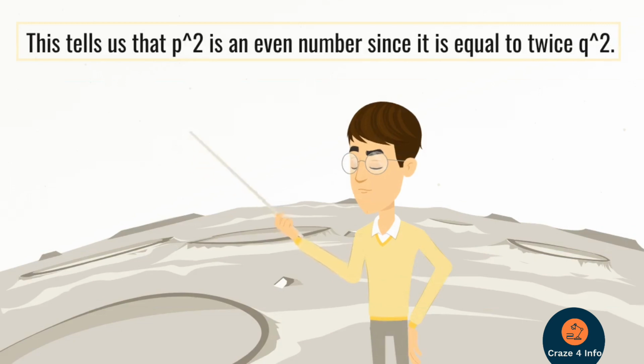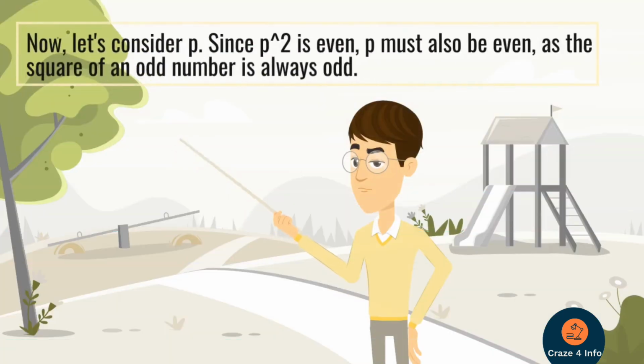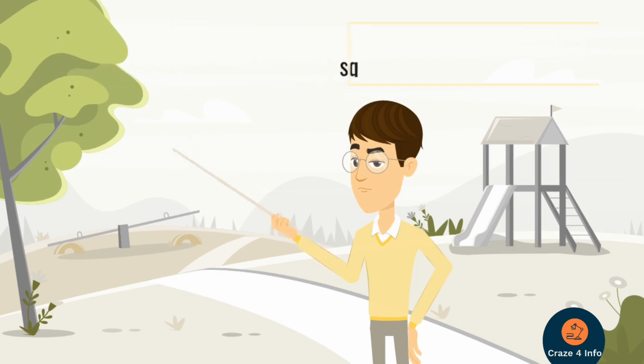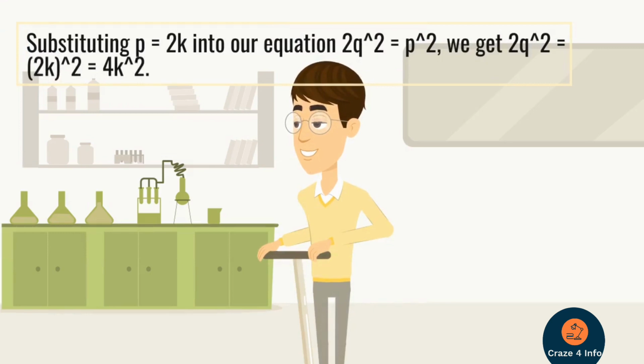This tells us that p squared is an even number since it is equal to twice q squared. Now, let's consider p. Since p squared is even, p must also be even, as the square of an odd number is always odd. Thus p is even, p equals 2k. Substituting p equals 2k into our equation 2q squared equals p squared, we get 2q squared equals (2k) squared equals 4k squared.